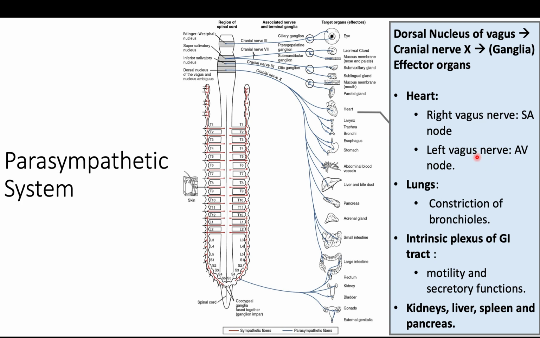So these nerves or innervations are actually controlling a different portion. It's like going to different USB ports. So the right side goes to the SA node, the left side goes to the AV node. In the lungs, it will cause constriction of the bronchioles, right? And in the intrinsic plexus of the GI tract, it will increase the motility.